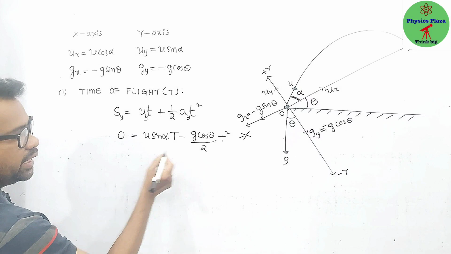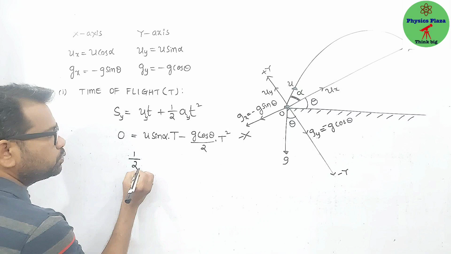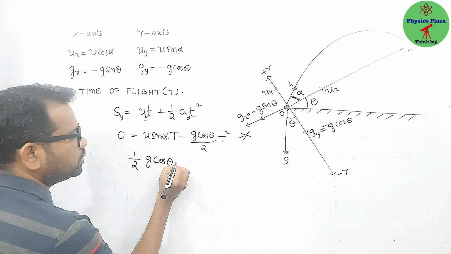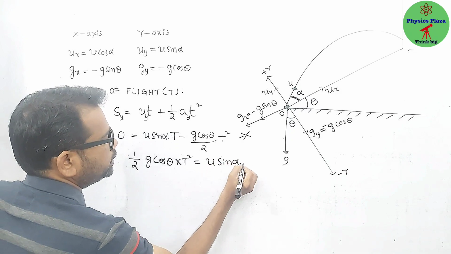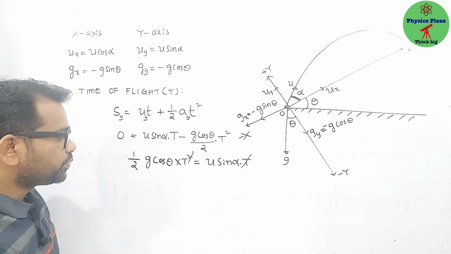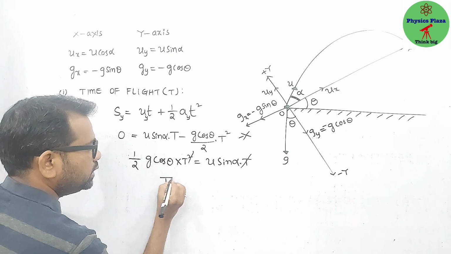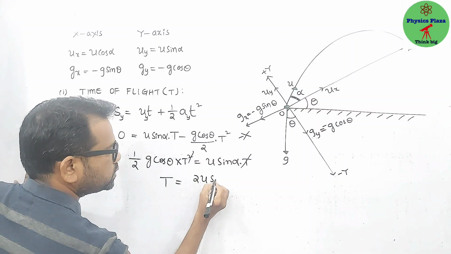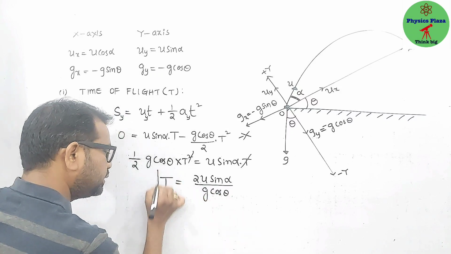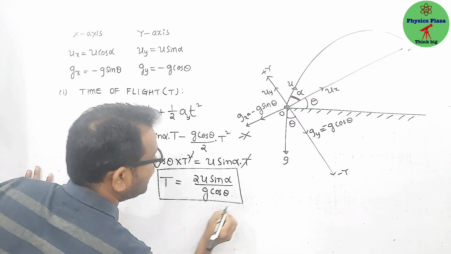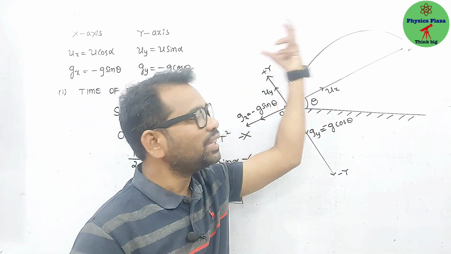Okay, fine. Now we can bring this term to this side. So then it is going to be 1 by 2 g cos theta into t square is equal to u sin alpha into t. One t cancels. So we want an expression for t, right? Bringing g cos theta to this side, t is equal to 2u sin alpha by g cos theta. So children, this is the final expression for the time of flight in the case of projectile motion on an inclined plane.